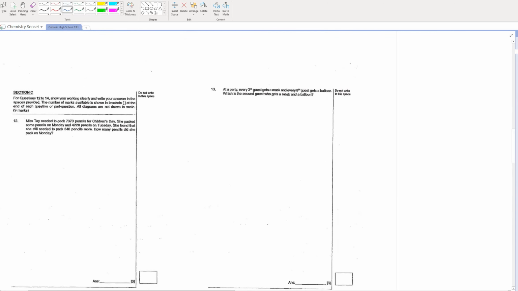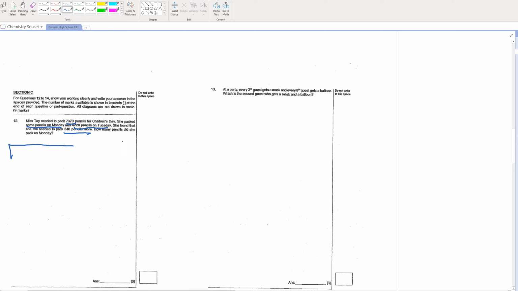Question 12. Miss Tay needed to pack 7,370 pencils for Children's Day. She packed some pencils on Monday and 4,228 pencils on Tuesday. She found that she still needed to pack 340 pencils more. How many pencils did she pack on Monday?